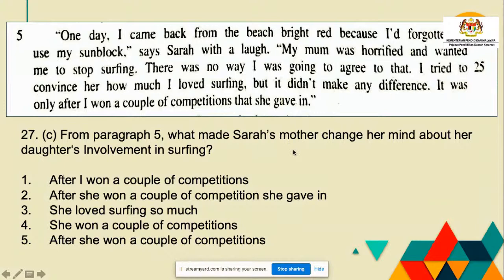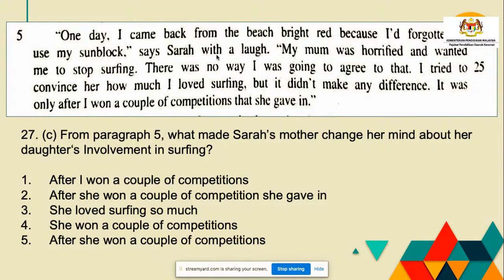Now, our job is to find apa perkara yang membuatkan mak dia berubah fikiran. So let's find the answer. Okay, one day I came back from the beach bright red because I'd forgotten to use my sunblock, says Sarah with a laugh. Sarah kata satu hari dia balik rumah, muka dia dalam keadaan yang sangat merah. Sebab apa? Sebab dia lupa nak pakai sunblock.